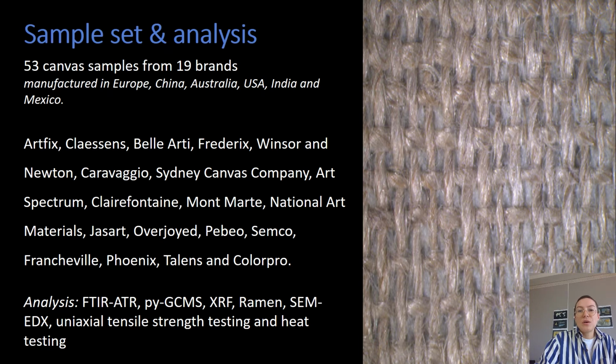Each sample's verso and cross-section were photographed in visible light and UV, weave patterns were identified, and thread counts taken. For all samples, canvas fibre, priming binder, and pigments plus fillers were analysed using optical microscopy, FTIR, PI-GCMS, and XRF. Some samples were further analysed with Raman spectroscopy and SEM-EDX analysis. In addition, uniaxial tensile strength testing and heat testing was undertaken.